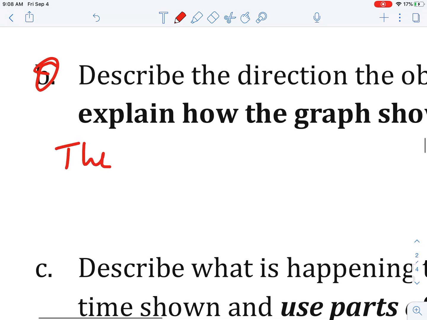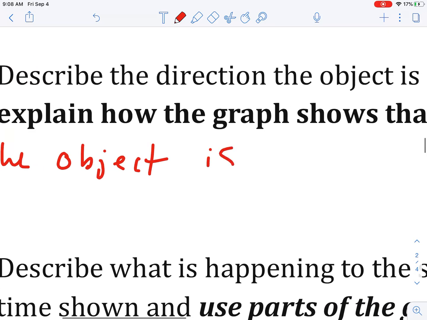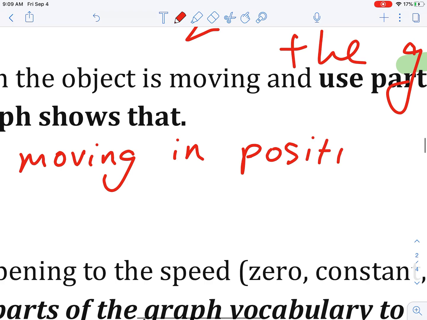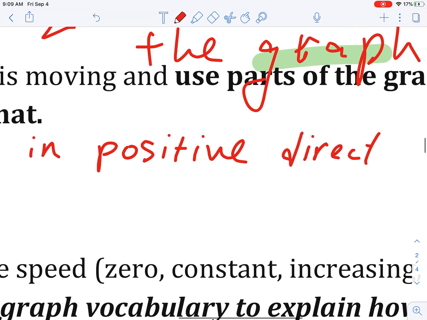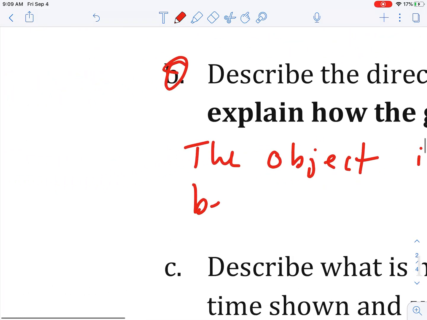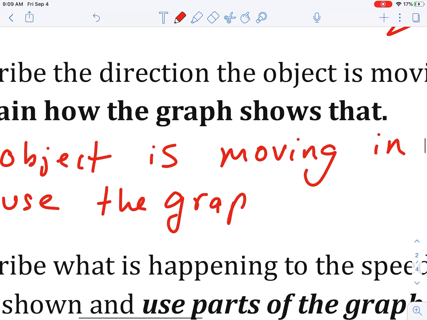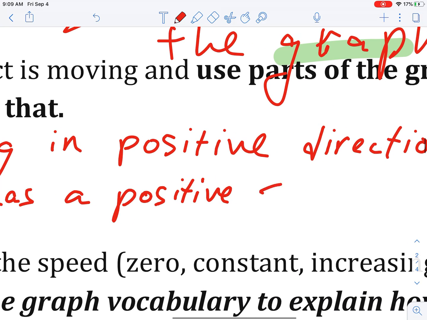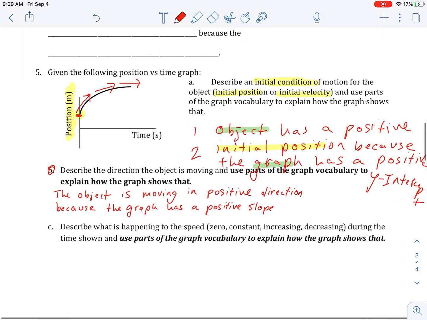What we're going to say is the object is moving in the positive direction because the graph has a positive slope. Once again, I want to point out that this is me first talking about the object, then talking about the graph. Now, you could do it the other way around, but you've got to do both things every time. You could have said the graph has a positive slope, this means the object is moving in the positive direction. You could say them in either order, but you've got to do both things.